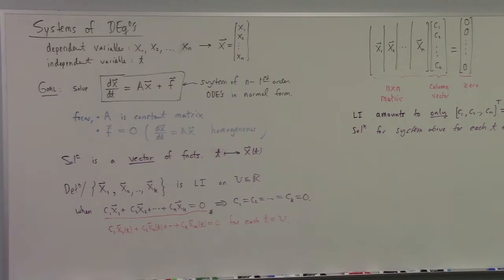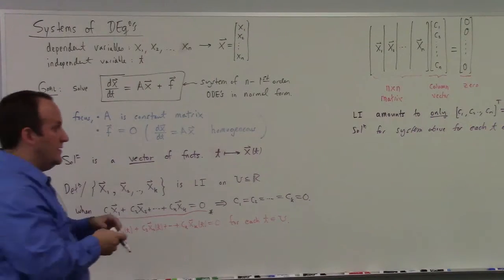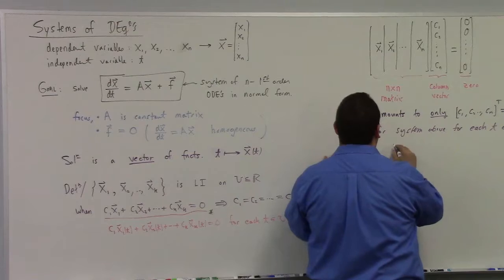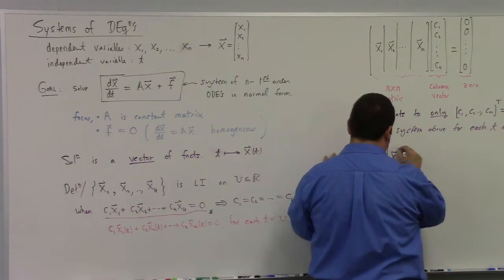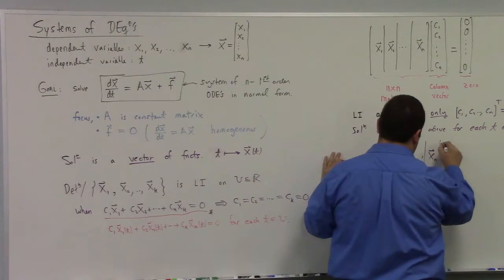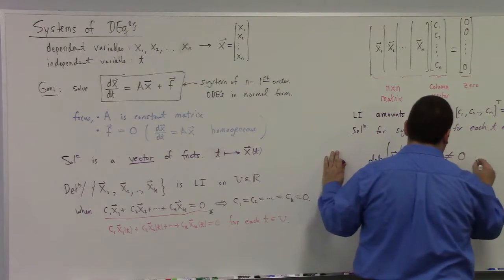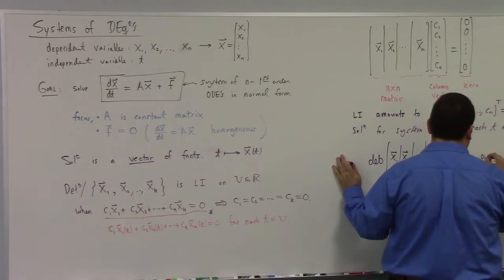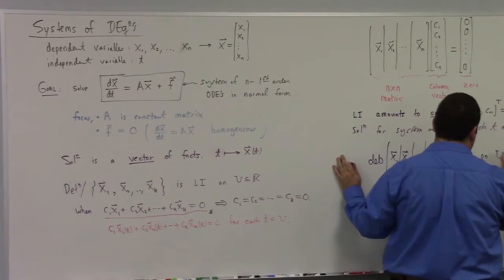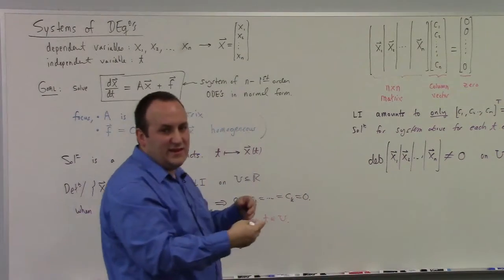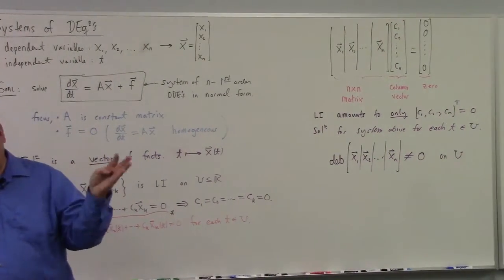The determinant of the coefficient matrix must be non-zero. So we require that the determinant of this thing, x1 through xn, be not equal to 0. All right. On t. Well, on u, let's say. To be picky, I should put of t, of t, of t. These are all functions of t. And then it's not equal to 0 for all t.